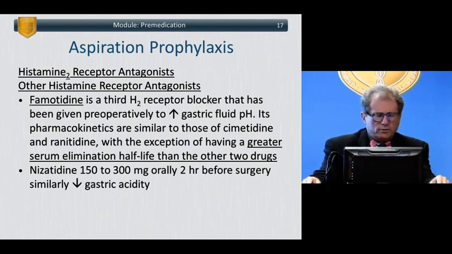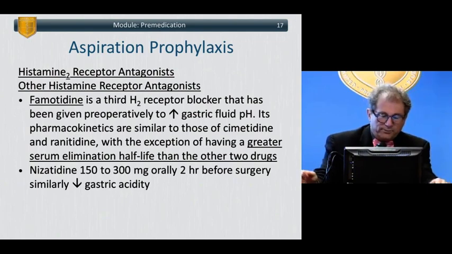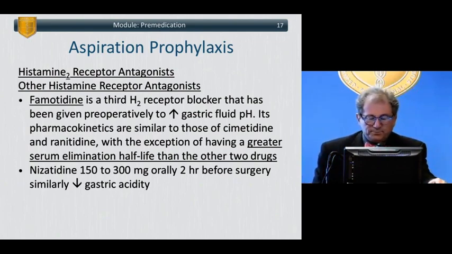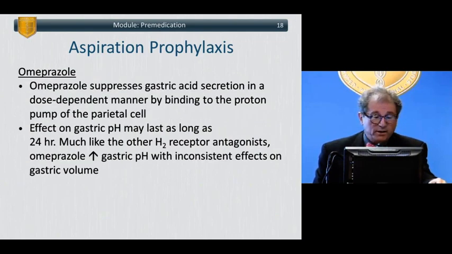Famotidine, which is not widely used, but I guess you need to be aware of it, is a third H2 receptor antagonist that has been used preoperatively to raise gastric fluid pH. Its pharmacokinetics are similar to those of cimetidine and ranitidine, but it has an even greater serum elimination half-life than the other two drugs. And nizatidine is another agent that does not seem to have any different characteristics than the preceding two.